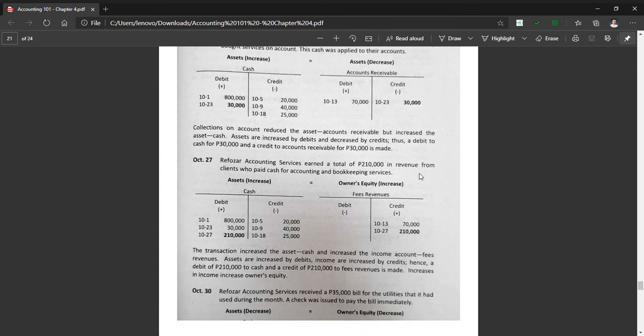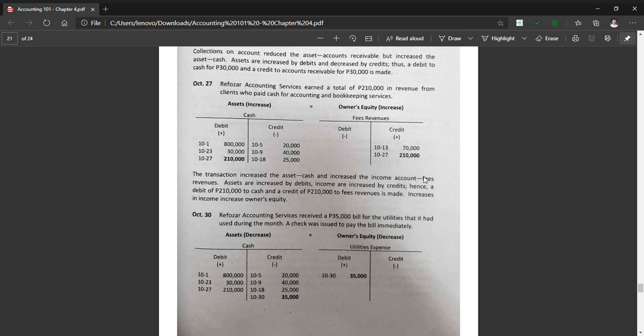Okay? On October 27, Repository Accounting Services earned a total of 210,000 in revenue from clients who paid cash for accounting and bookkeeping services. So in this transaction, naka-receive tayo ng cash for our income, right? So dahil nagbayad sila ng pera, we will be increasing cash by 210,000. So, we debit cash, 210,000.